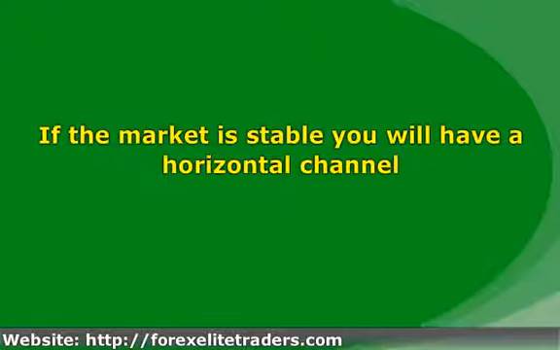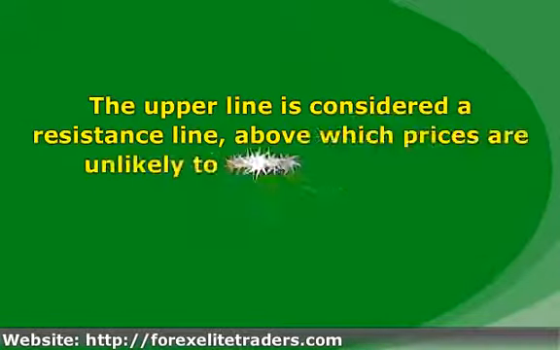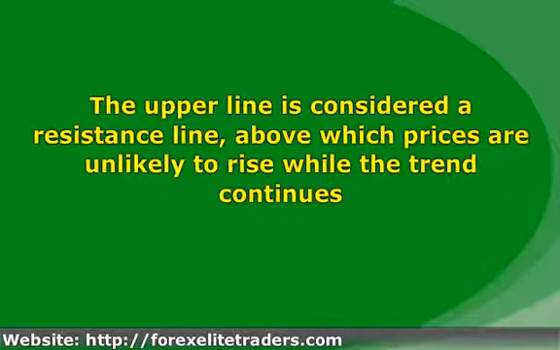The most common way that traders use these channels for spot Forex day trading strategies is to assume that prices will remain within them in the short term. So anytime the price hits the top line, that would be a trigger to sell, on the assumption that the price is likely to move back down within the channel. On the other hand, if it hits the bottom line, that would be a trigger to buy. The upper line is considered a resistance line, above which prices are unlikely to rise while the trend continues. The bottom line is considered a support line, below which prices are unlikely to fall.